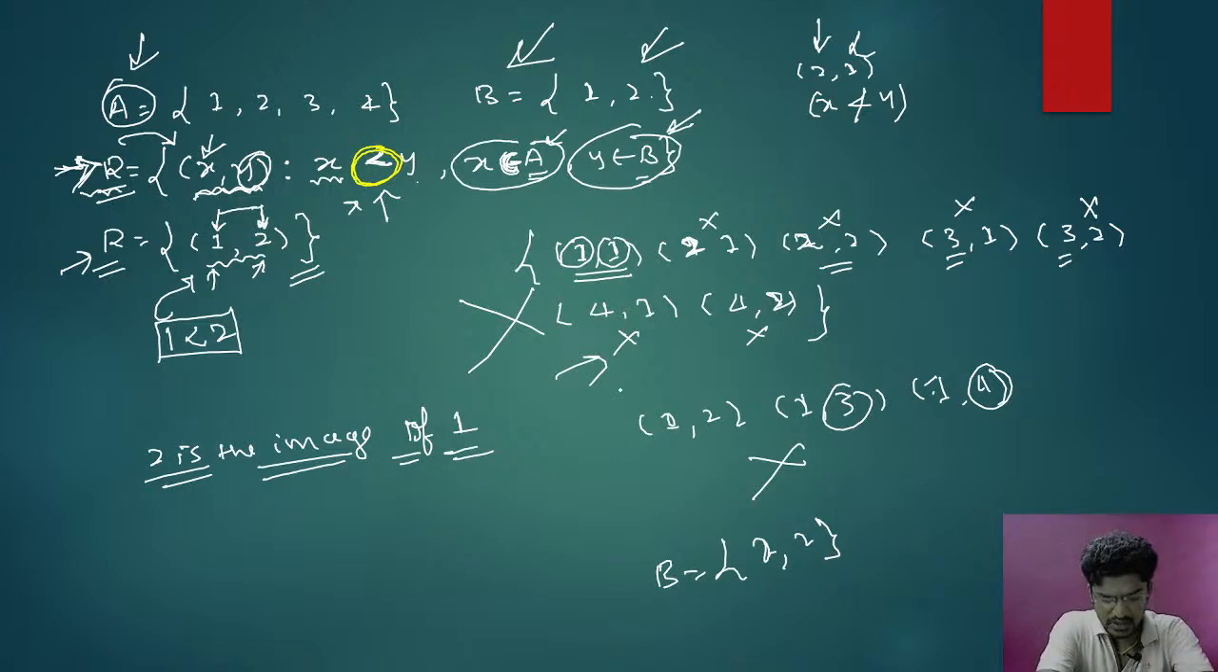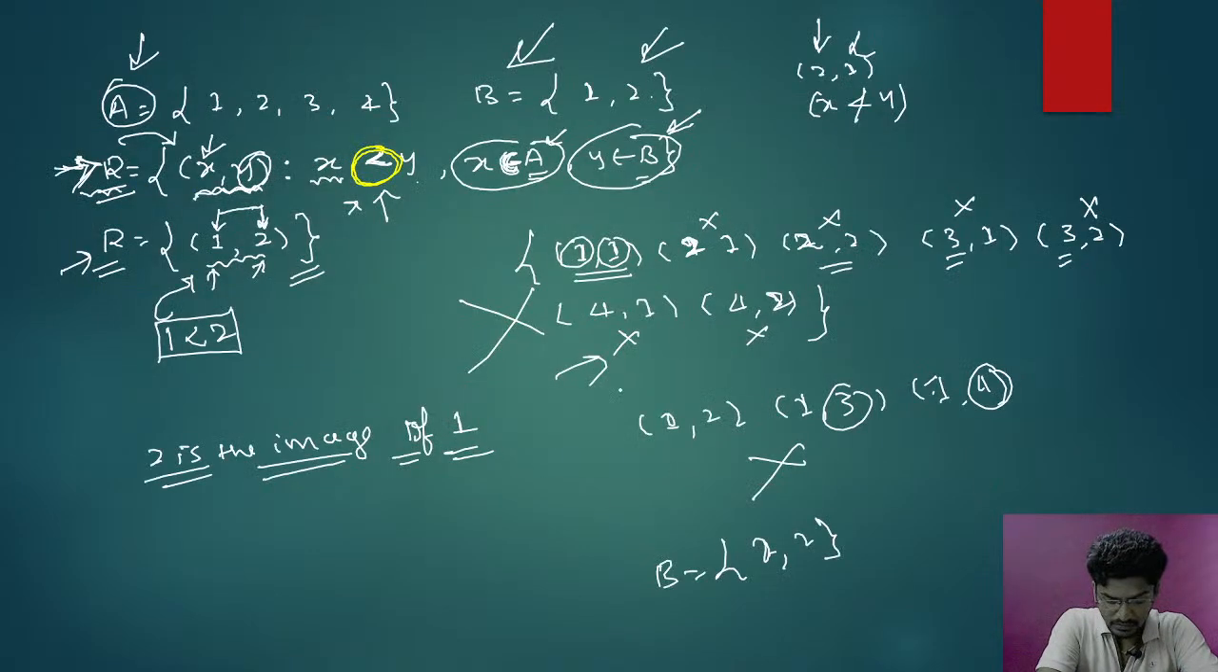Clear? So x must be lesser than y, and x must be in A. First you understand the relation. There are so many conditions. First one is x is lesser than y, and the second one is x must be in A, y must be in B. Are you getting my point? So if all those conditions are satisfied, then only it comes in the relation. So that is the example here, 1 comma 2. Clear? I think all of you have understood this.